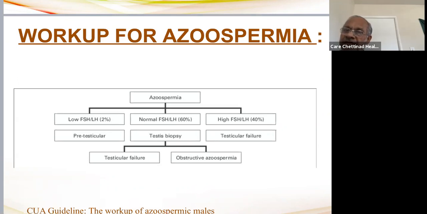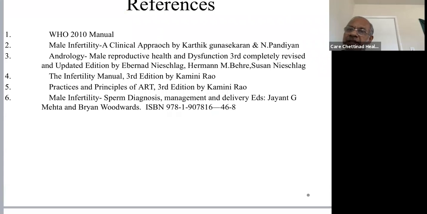With normal FSH, you may choose to do a biopsy, but remember there's no place for biopsy alone. Biopsy should always be accompanied by sperm retrieval and freezing. A standalone biopsy is rarely indicated today. If it shows normal spermatogenesis, it's obstructive azoospermia. If it shows testicular atrophy or maturation arrest, it indicates testicular failure. These are the references you can look up for further reading. And I think with this, I'll stop my talk.